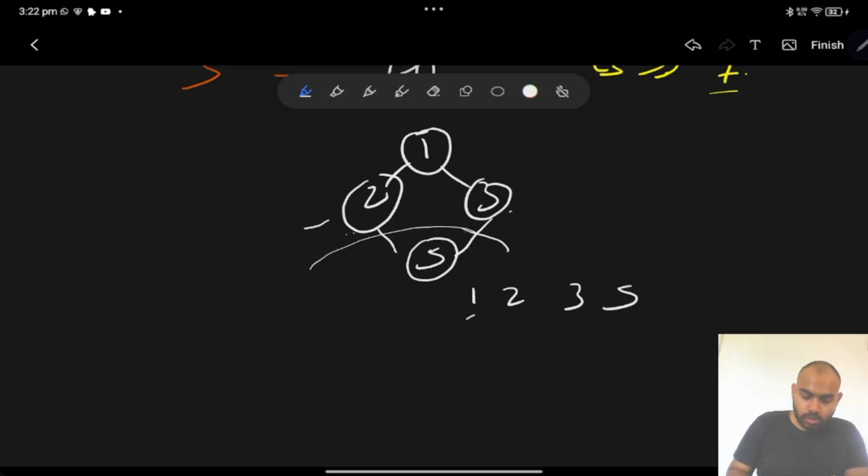Do we have any other neighbors of 3? No, because we also keep track of which nodes are already visited. The already visited nodes will not be traversed again, so that each node is visited only once. That is our main goal: we visit each node of the graph only once, in level wise order. That would be the level order BFS traversal of this graph.